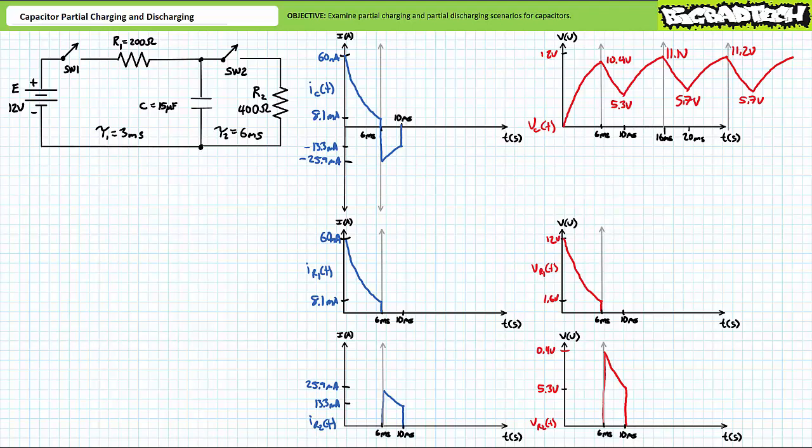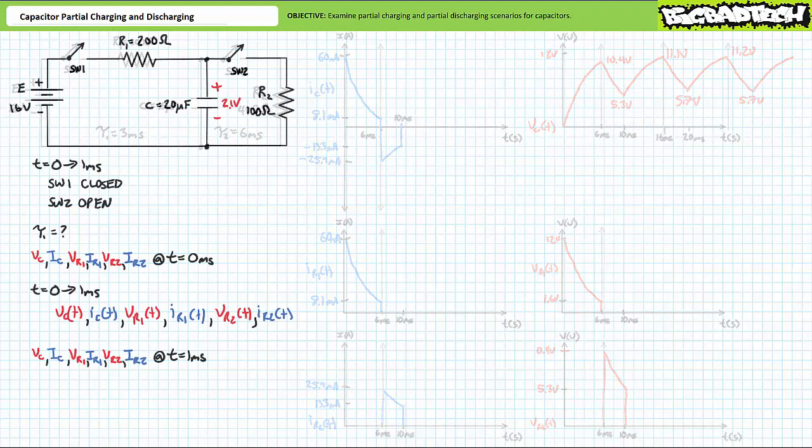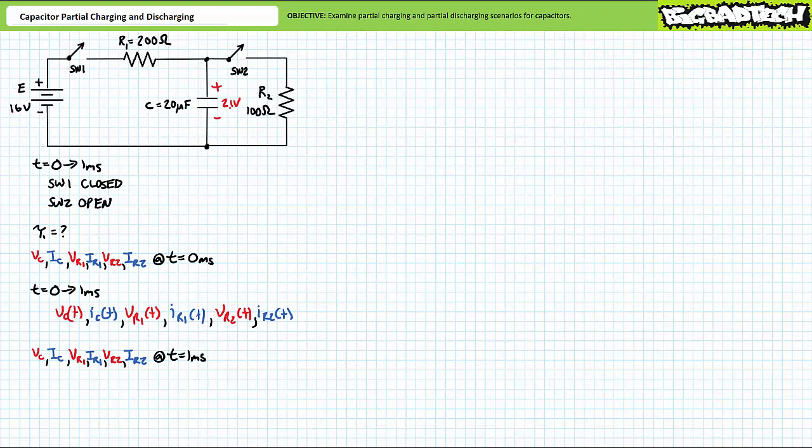If you're presented with a back-to-back partial charge and a partial discharge or vice versa, the end state of one process is the beginning of the other. Let's move on to another illustrated example of a back-to-back partial charge and partial discharge scenario.